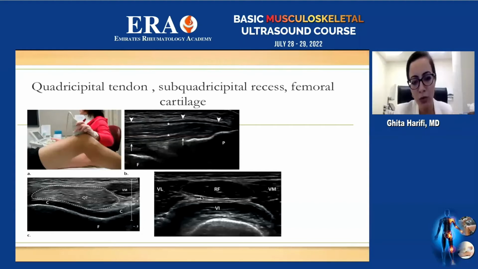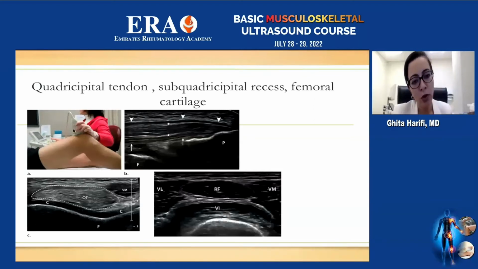Now, if you swap the probe here and go to the transverse view, you can go a little bit proximally to appreciate the different components of the quadriceps muscle and then quadricipital tendon, with the rectus femoris in the middle, the vastus medialis and vastus lateralis, and more deeply the vastus intermedius muscle.